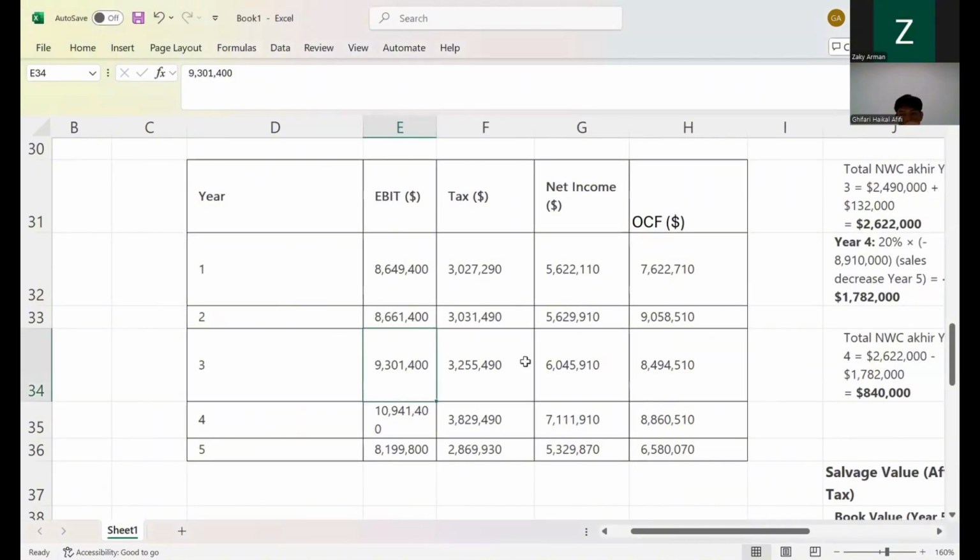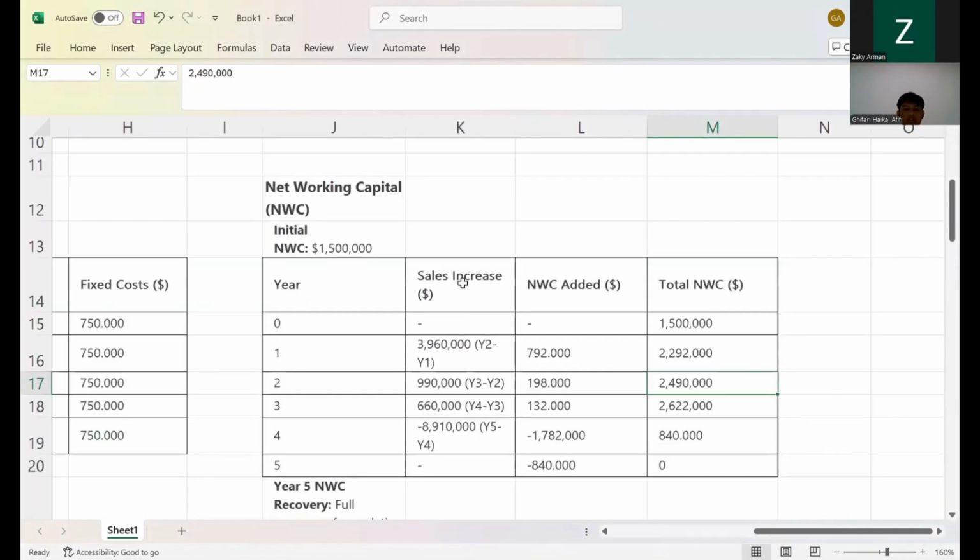And also for the OCF, we got it from the net income plus the depreciation. So we got this amount of money for each year. The next step is the change in net working capital.